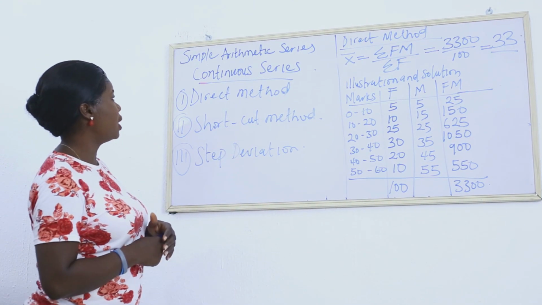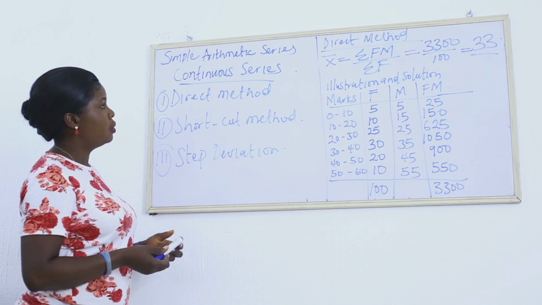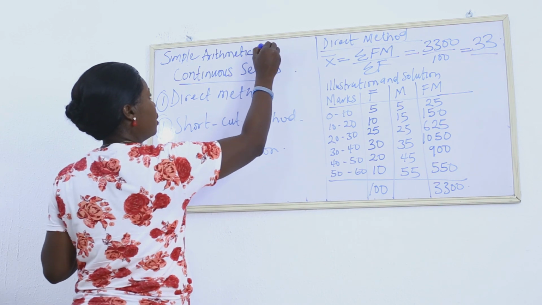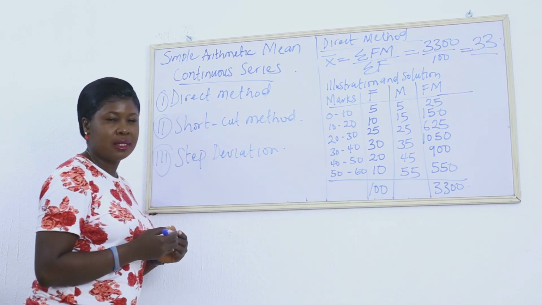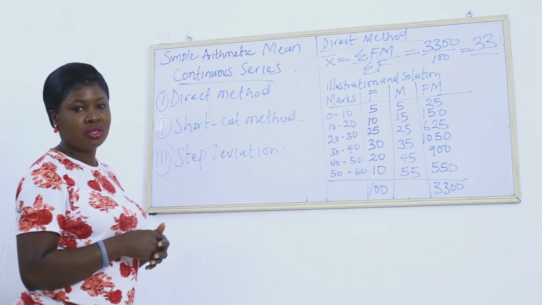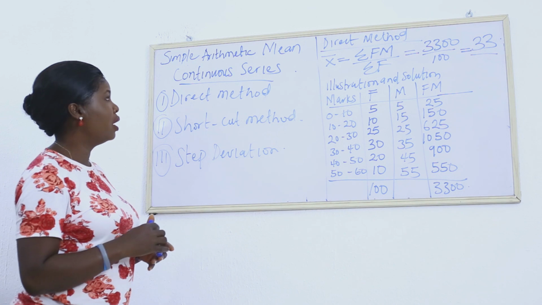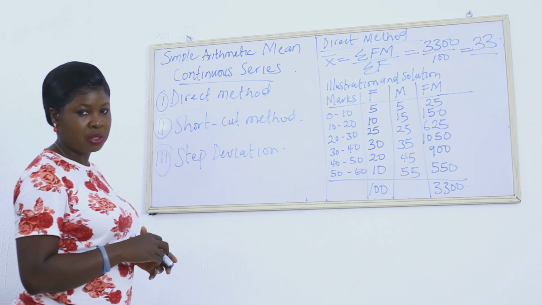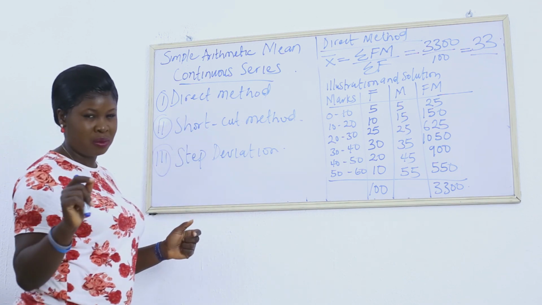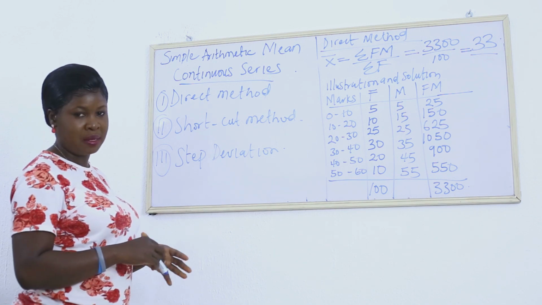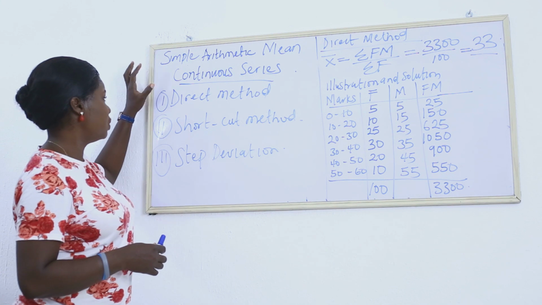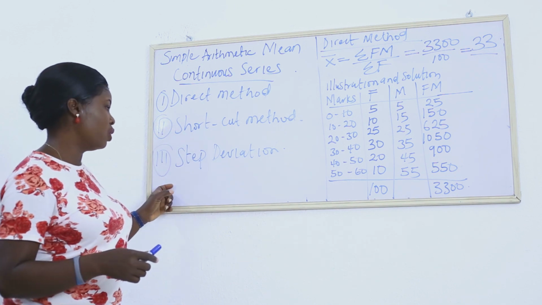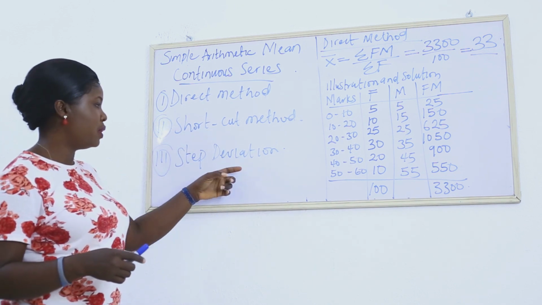The last method we'll be looking at under simple arithmetic mean is the continuous series. We said the continuous series ranges from one value to the other, and it can be solved using any of these methods. If you use any of these methods for the same question, you would get the same answer. The first method is the direct method, the second is the shortcut method, and the third is the step deviation method.